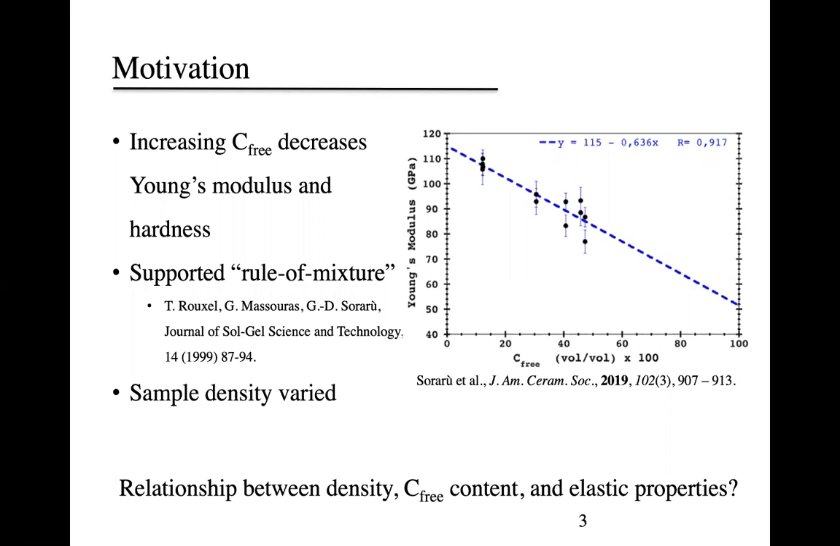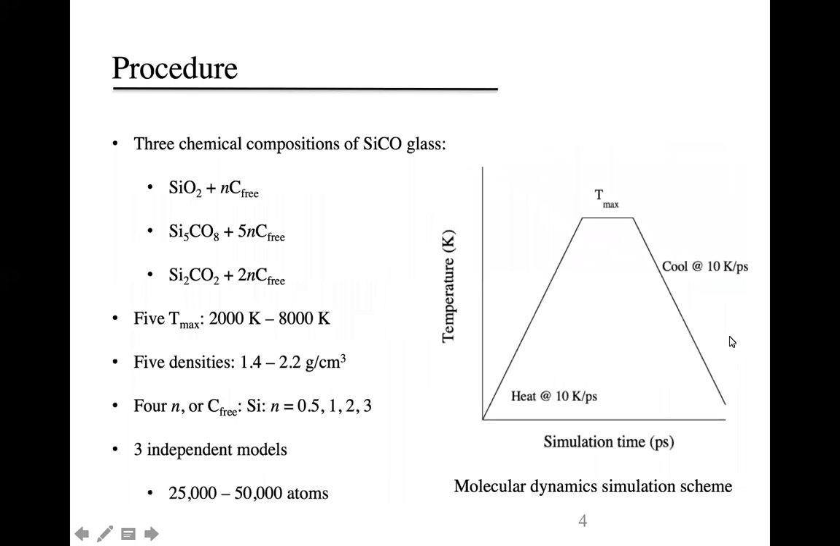Anyways, the issue with the 2019 study was that the sample density was not controlled for. So samples with high amounts of free carbon also had lower densities. And so we looked to investigate the relationship between density and elastic property, along with the relationship between free carbon content and elastic properties. Our procedure is pretty straightforward.